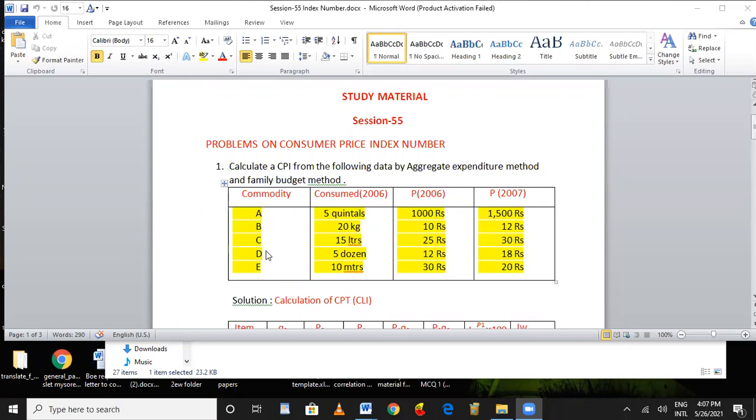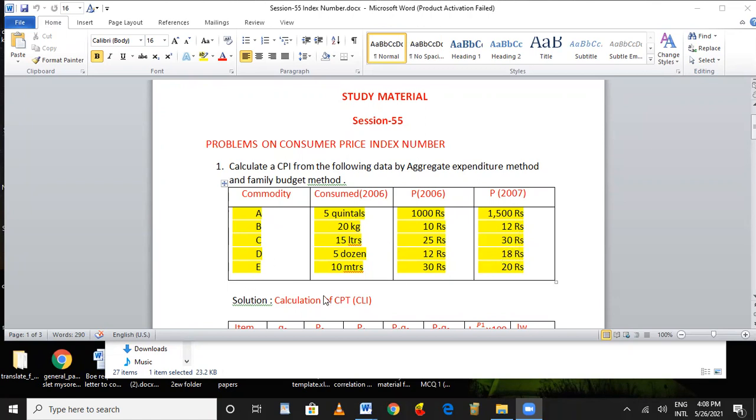Here there are 5 commodities. The 2006 consumption is 5 quintals for commodity A, 20 kgs for B, 15 liters of C, 5 dozens of D, 10 meters of E. Prices for the year 2006 are 1000, 10, 25, 12, 30. Prices for 2007 are 1500, 12, 30, 18, 20.